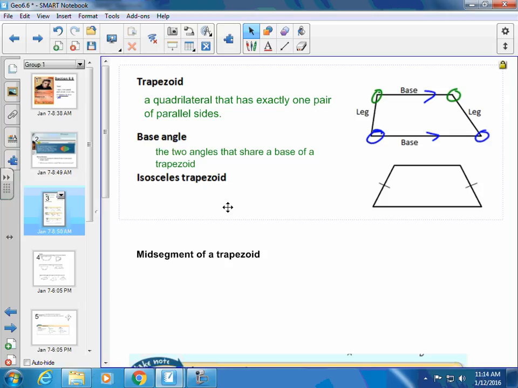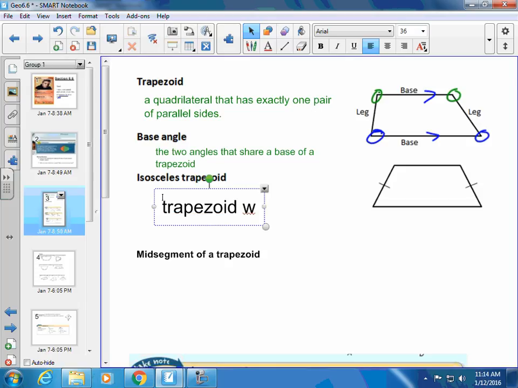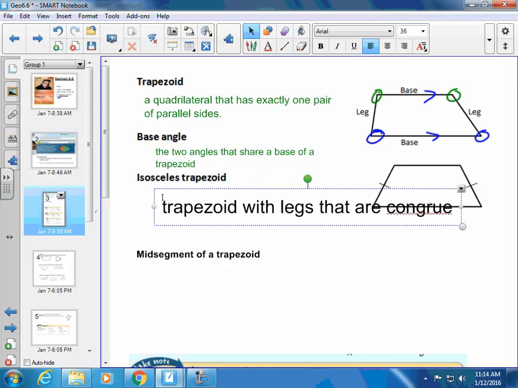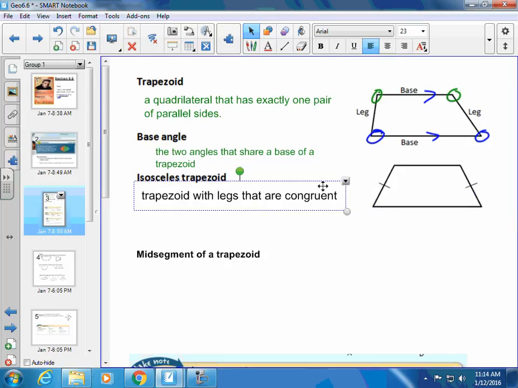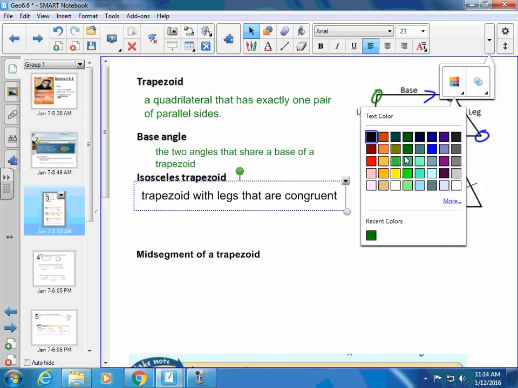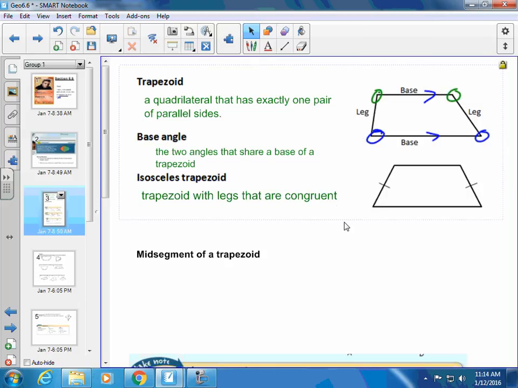All right, and then an isosceles trapezoid, kind of like an isosceles triangle, is a trapezoid with legs that are congruent. Just like the picture over to the right there. If the legs are congruent, it's an isosceles trapezoid. I know usually we picture them like that. You think of the desks in our classroom, that's what we think of when we think of trapezoids, but not all trapezoids are isosceles.